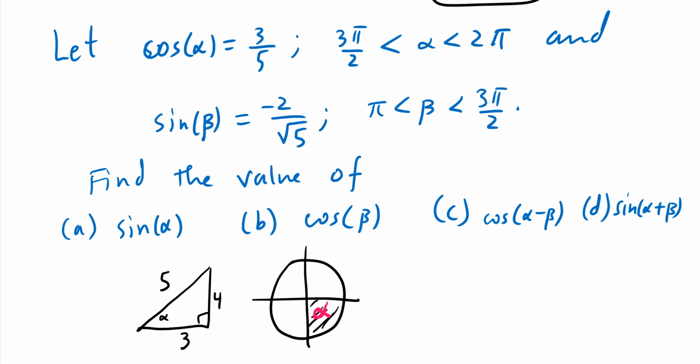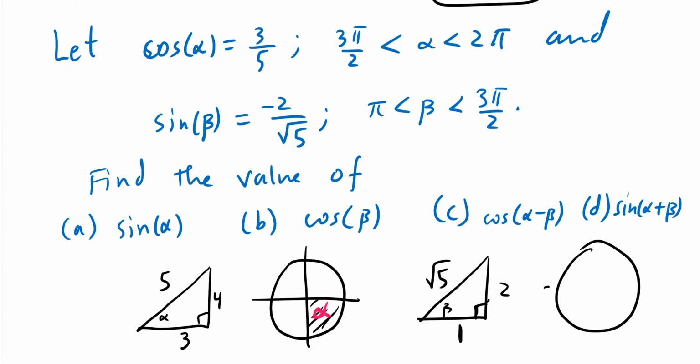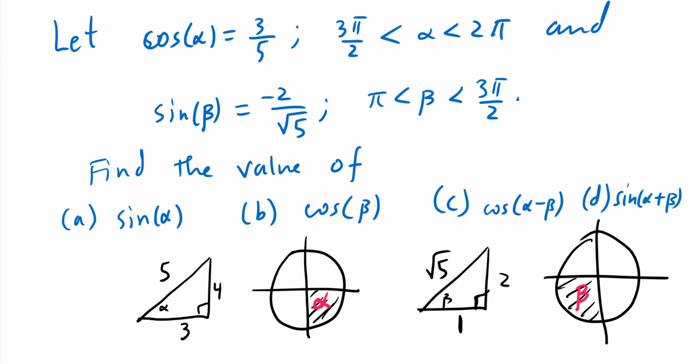The next one that will help us is a triangle for beta. So I'm gonna draw a beta here. Sine, forget about the negative sign for now. Sine is the opposite over the hypotenuse. So then what goes in here? 5 minus 4, that's a 1 by the Pythagorean theorem. And beta is from pi to 3 pi over 2. So beta is in the 3rd quadrant, somewhere there. Keep an eye on them.